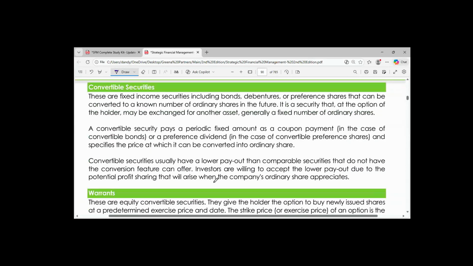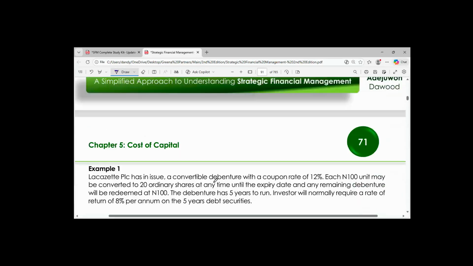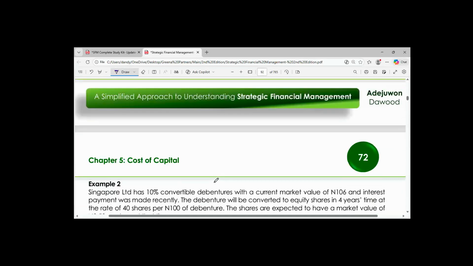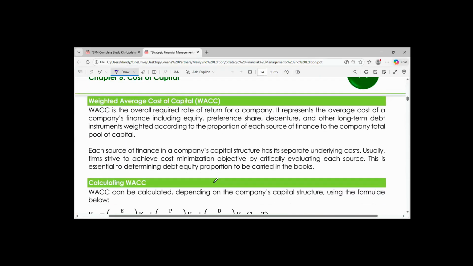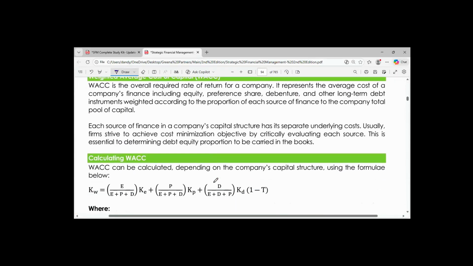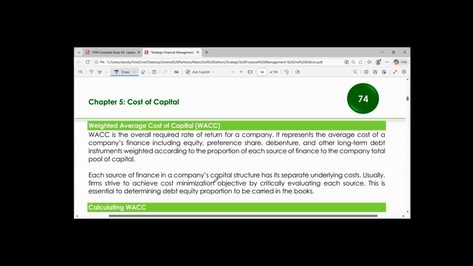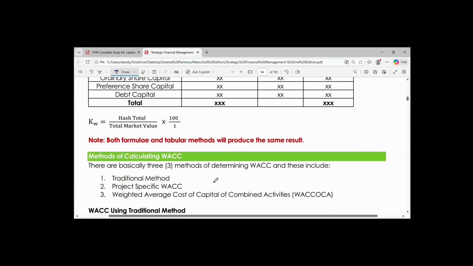Let me see. But give me one minute. I want to check if I missed anything under the WACC.